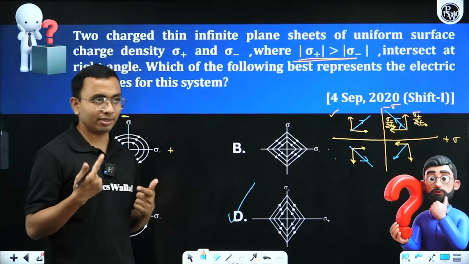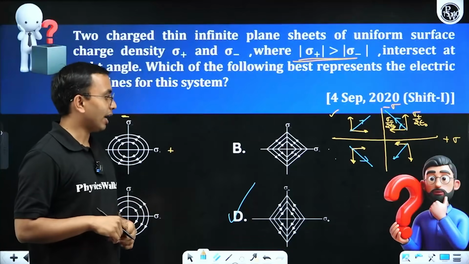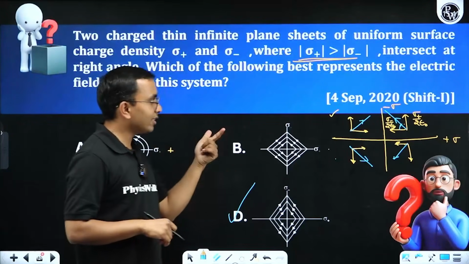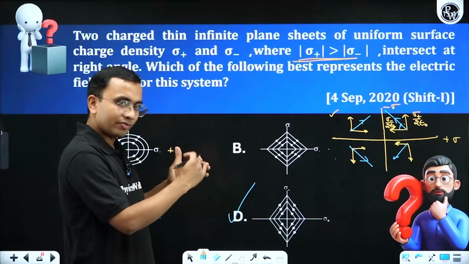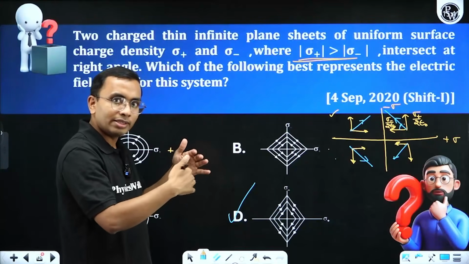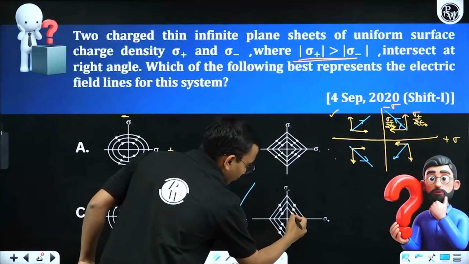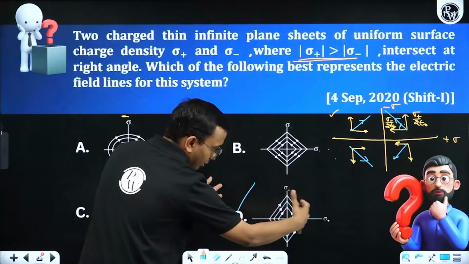So this thing was given in the question, and you had to understand it, that if one is greater, then one component will be greater. If that component is greater, so use the theta. The theta will be greater than 45 degree. If this is greater than 45 degree, so it will become a bit like this.